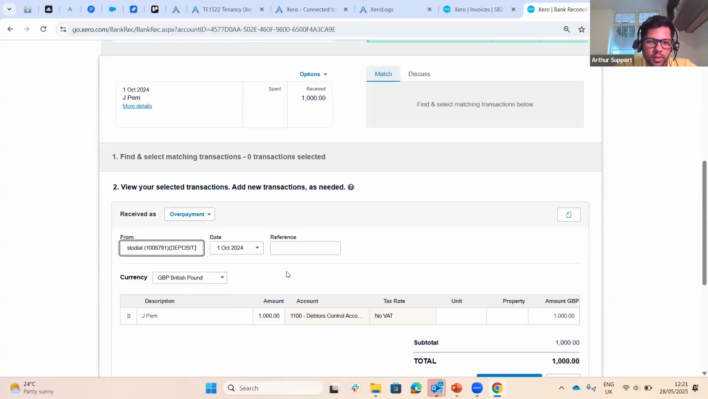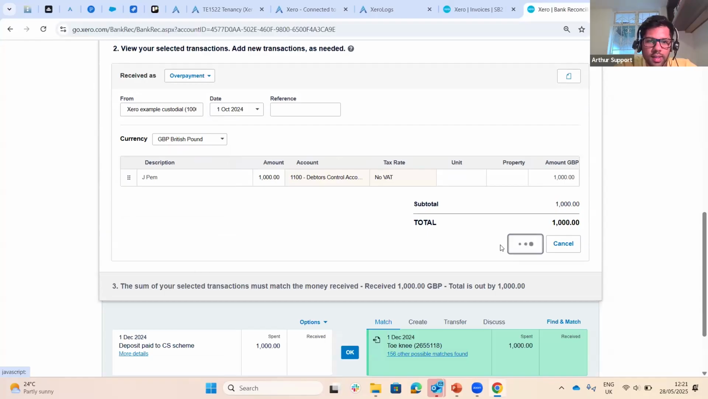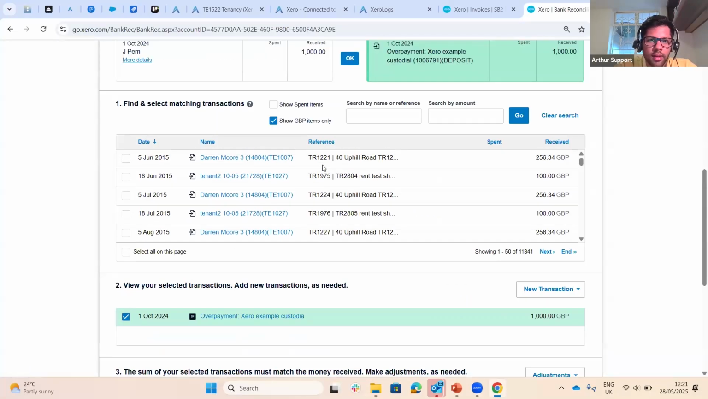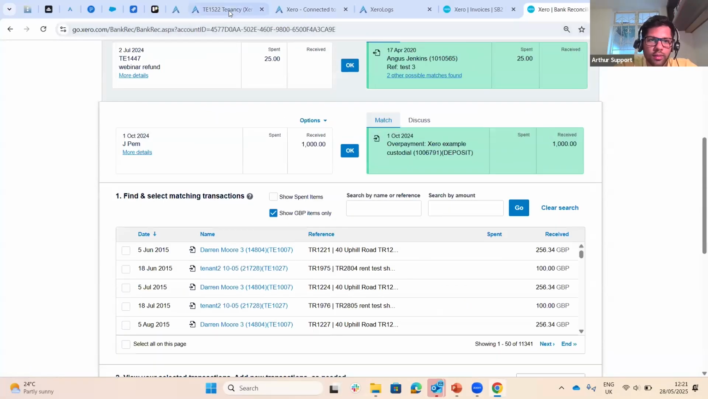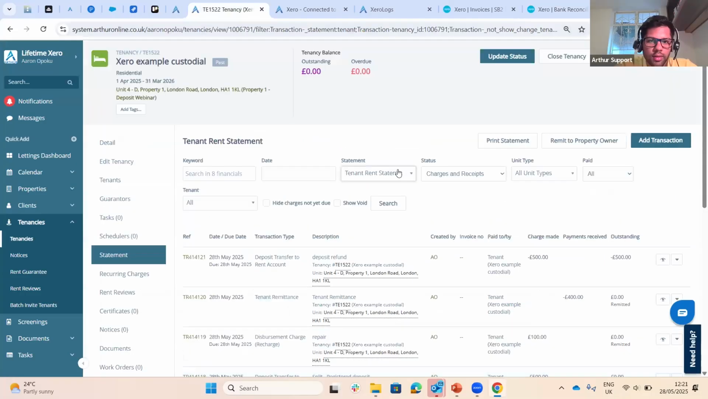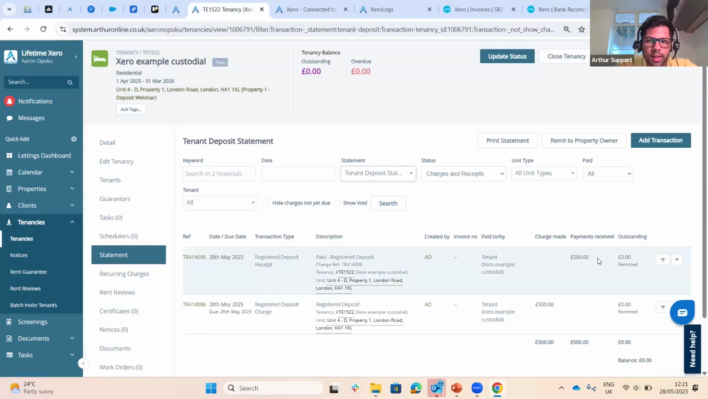Then you just select the deposit contact and then click on Save Transaction and reconcile. Once you reconcile, that holding fee goes back to Arthur to your deposit statement as a credit minus 1,000, which then when you raise the deposit charge, you can allocate to the deposit charge. So that's the process for holding fees.